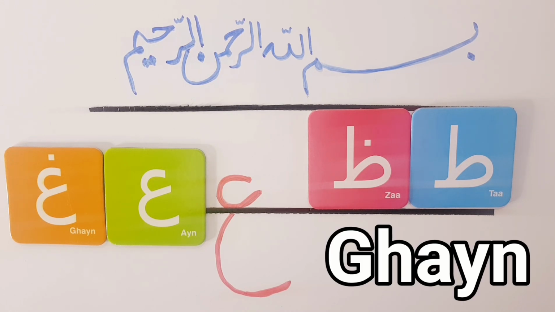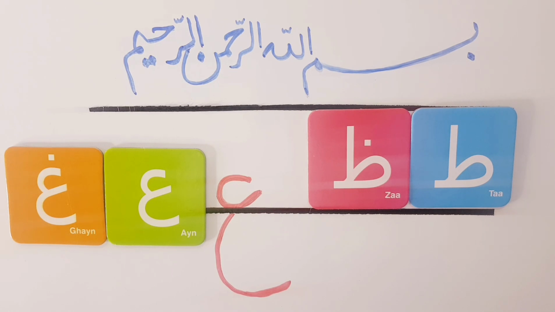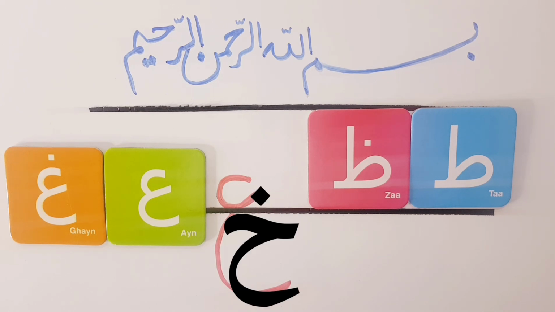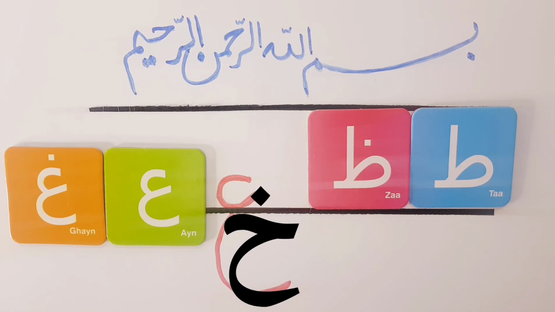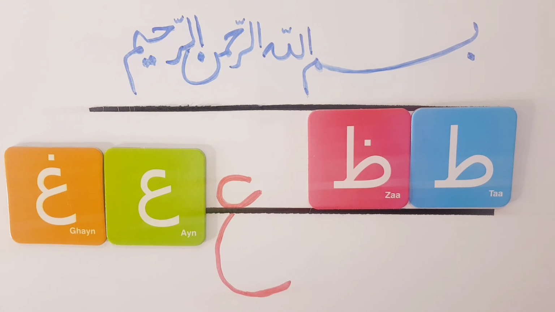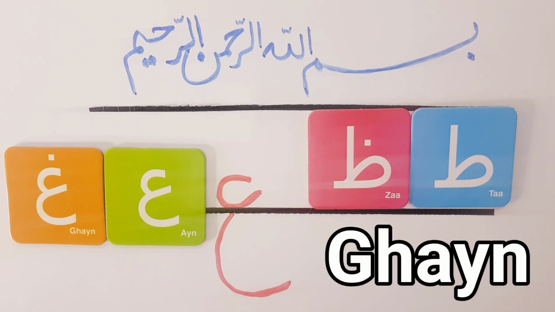Ghain. Make sure it doesn't sound like Kha, yeah? Kha and Ghain come from the same place, the upper part of your throat. So make sure it doesn't sound like Kha. Don't say Kha. You have to say Ghain. Ghain. Ghain. Ghain. Ghain. Ghain.